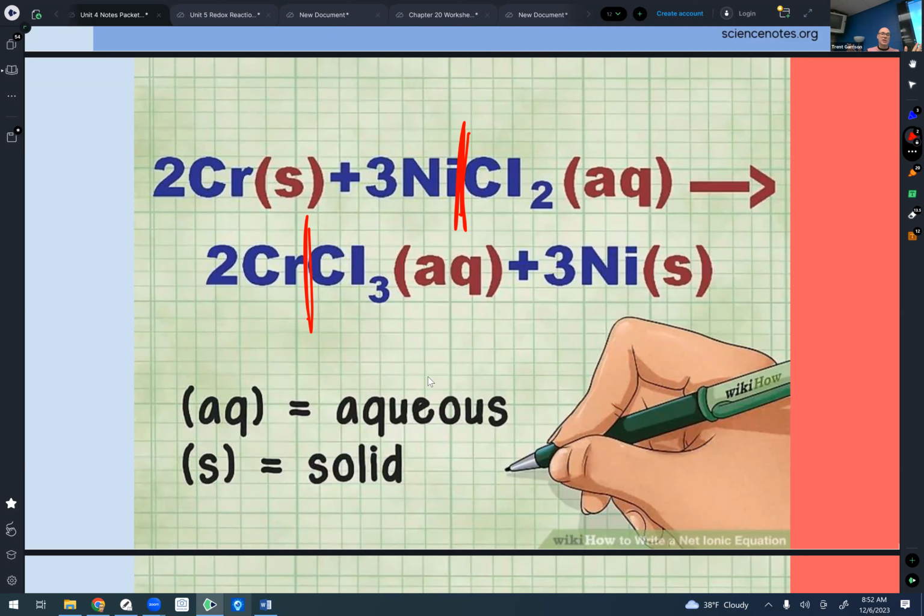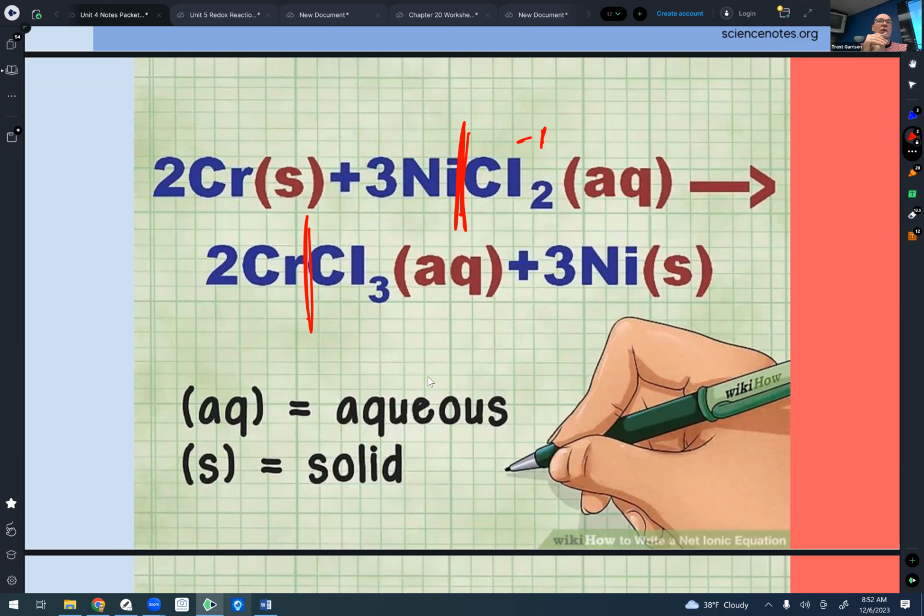By the way, what's the charge on that when it's by itself? Zero, that is correct. The same for the 3 nickels on the right side. It's got a charge of 0. Very good. Now, what is going to be our charge on the chlorines? We have a rule for halogens. What's going to be the charge of them? They are all -1s. That is correct.